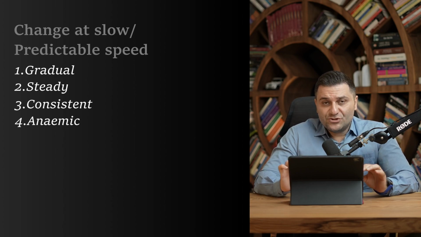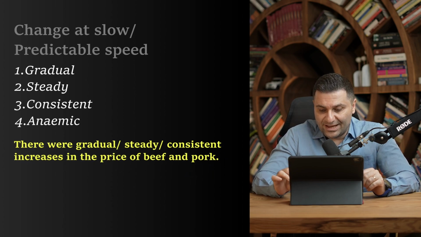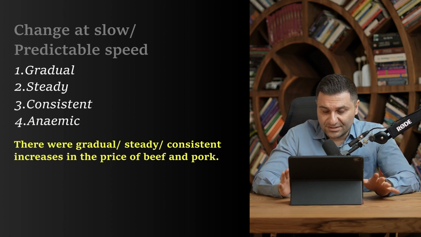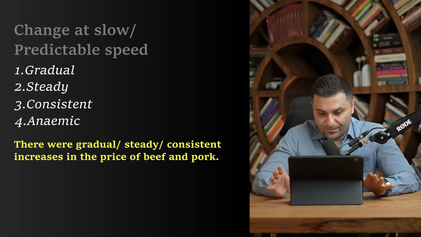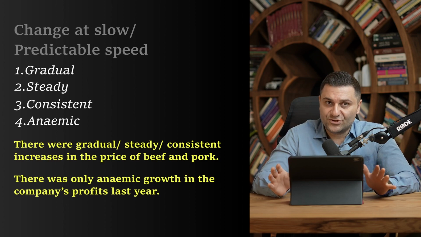Now, let's make 2 examples of the adjectives we worked on about slow speed. All right, there were gradual, steady, or consistent increases in the price of beef and pork. So gradual, steady, consistent increases. There was only anemic growth in the company's profits last year.